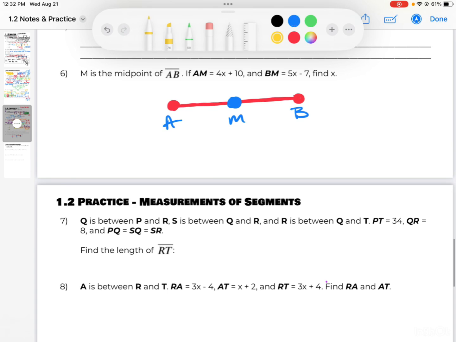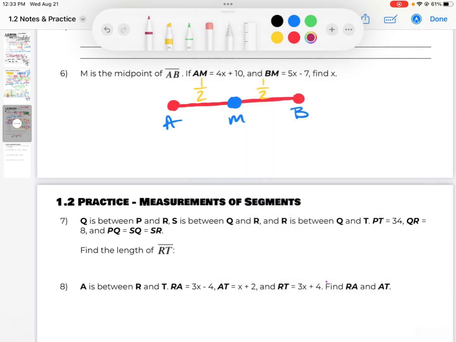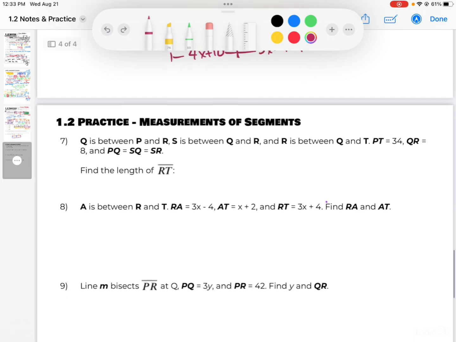And then it gives me information that each of these is half and half, and it also tells me that each one of these is an expression. A to M is 4x plus 10, and B to M is 5x minus 7. So I know that these equal each other, and I know that together they make a longer segment, AB. But specifically, this is just wanting me to find x. So set them equal to each other and solve for x.